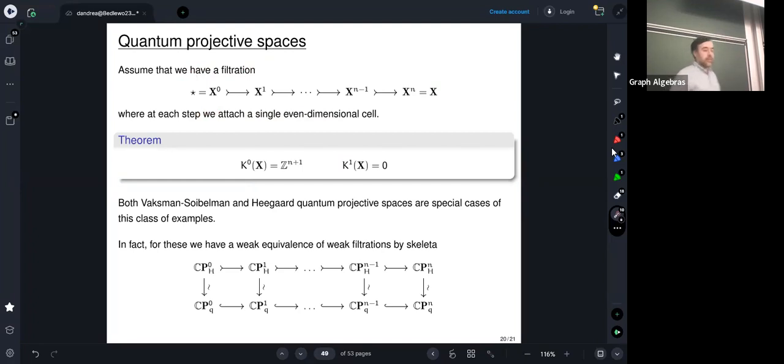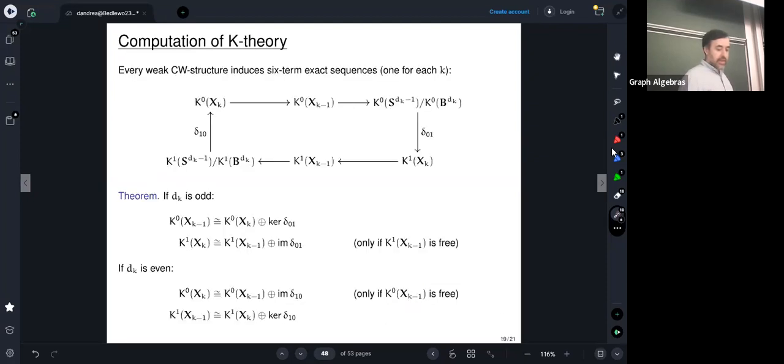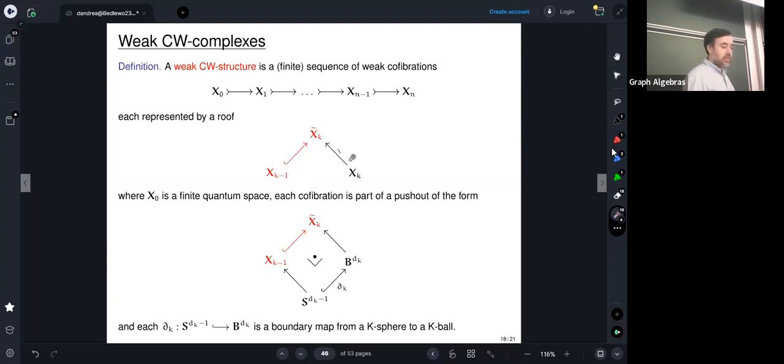And in fact, for these two types of quantum projective spaces, we proved a little bit more. So for Hong-Szymański quantum projective spaces, you have a weak filtration by skeleta, which is really weak, meaning that the maps from one projective space to the next, the morphisms, are not maps; the morphisms are weak cofibrations. You have a similar filtration by skeleta of the Vaksman-Soibelman quantum projective space, except that here you have actual cofibrations. If you want to put these on the same ground, you can think of an actual cofibration as a weak one where this arrow is invertible, an isomorphism.